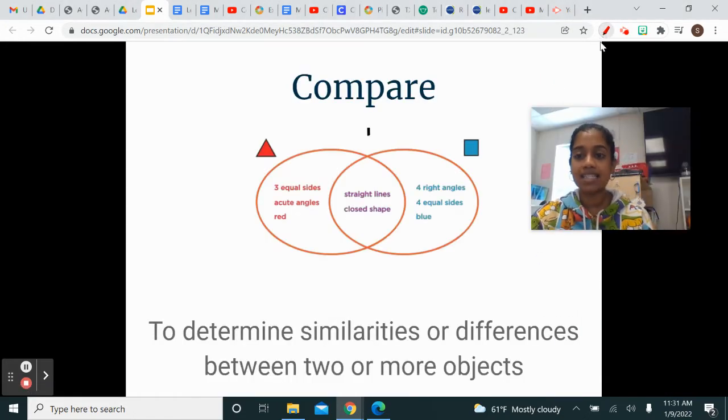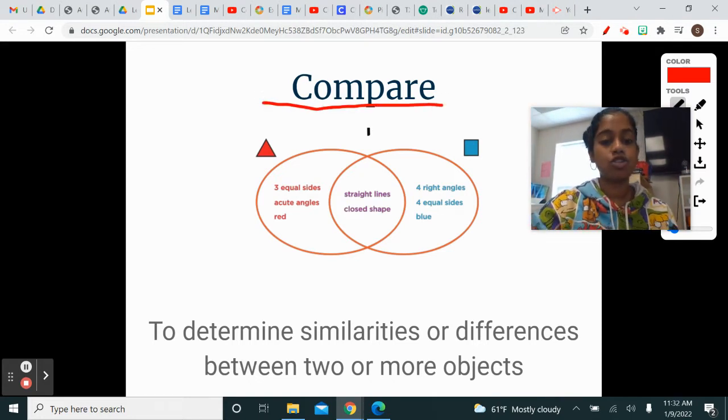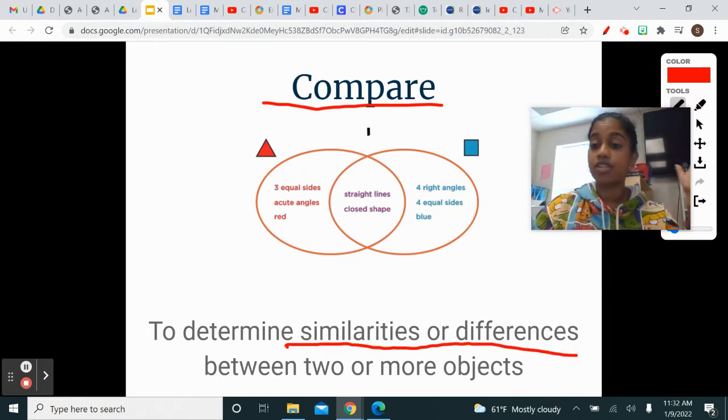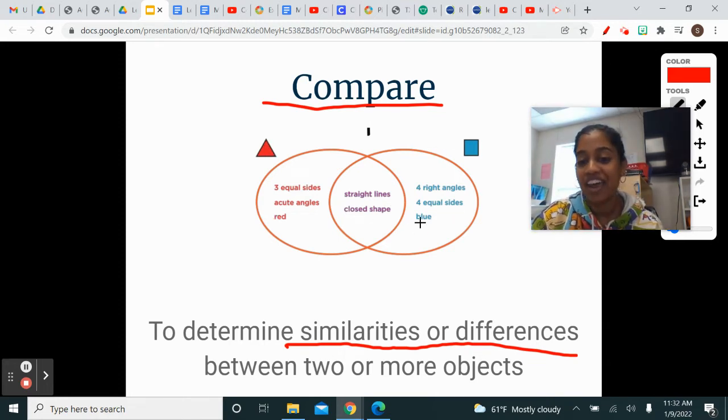So, a quick review of last lesson's word, compare. What does it mean to compare? To determine similarities or differences, so things that are the same and things that are different between two or more objects. Over here, for our similarities and differences, we have a Venn diagram between our red triangle and our blue square. Everything on this side is our differences, right? So, we have acute angles, we have 4 right angles on our square, we have 3 equal sides on our triangle, 4 equal sides in our square, and our triangle is red and our square is blue. So those are our differences, but our similarities are the things that are the same. The same things are that they both have straight lines and that they're both closed shapes.